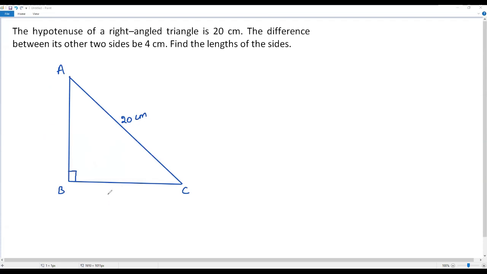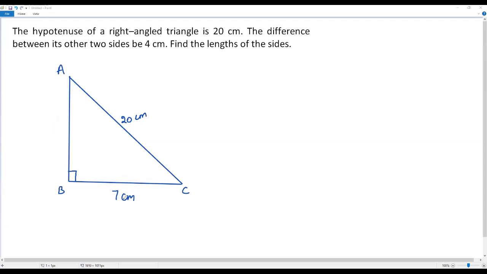For example, if I assume the length of the side BC as 7 centimeter, then what can be the length of AB? It can be 11 centimeter or it can also be 3 centimeter. If I write the length of AB as 3 centimeter and find the difference between the lengths of the sides BC and AB, that is between 7 and 3, we get 4 centimeter. Instead of 3, if I write 11 centimeter as the length of AB, the difference between 11 and 7 is still 4.